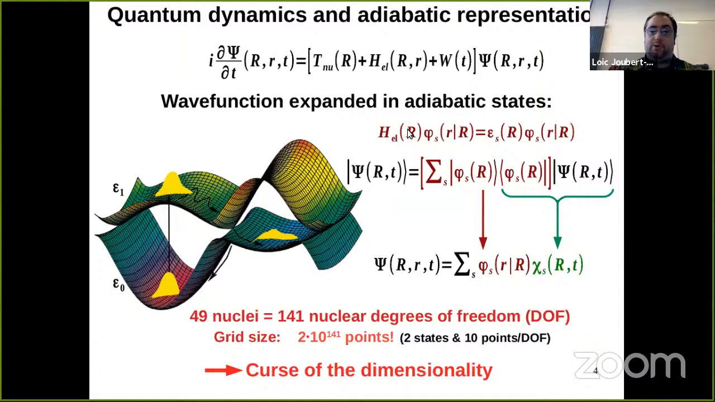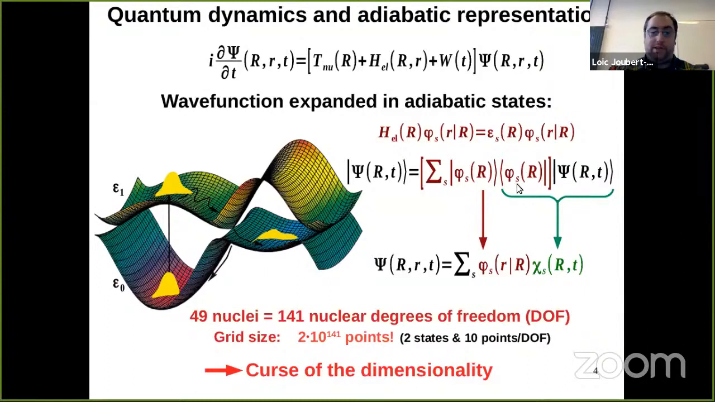And then we project our total wave function on these states, and we obtain then a linear combination of products of adiabatic states and another term that is the nuclear wave function that evolves on each of these electronic states. And this comes, in fact, from the projection of the total wave function on the adiabatic states.